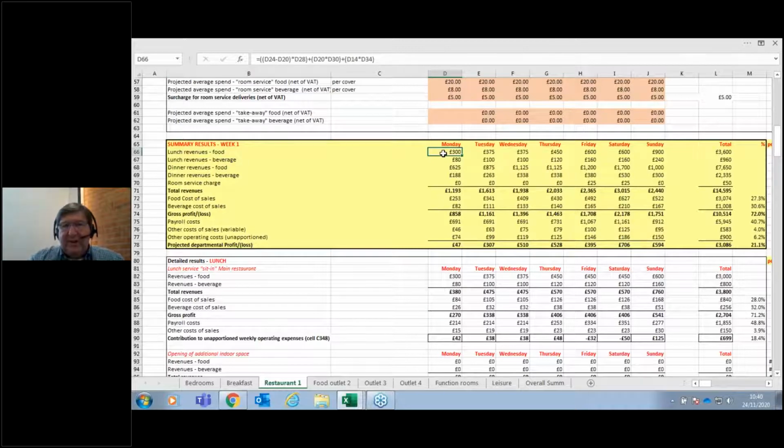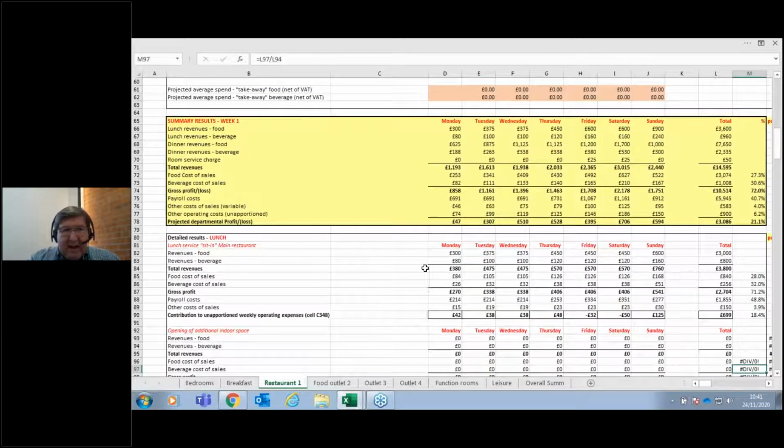So lunch food, £300 on Monday, lunch beverage, £80, dinner food, dinner beverage. There was no room service on Monday, Tuesday, Wednesday, so no room service charges. Our total overall food cost of sales for each day, our beverage cost of sales for each day, that's for combined lunch and dinner. Our payroll costs combined for the day, other costs and our fixed costs per week, apportioned on the basis of turnover, but it'll still add up to £900 for the week. And what this is telling us is that we've made £3,000 for that particular week, which is a ratio of 21% on our sales.